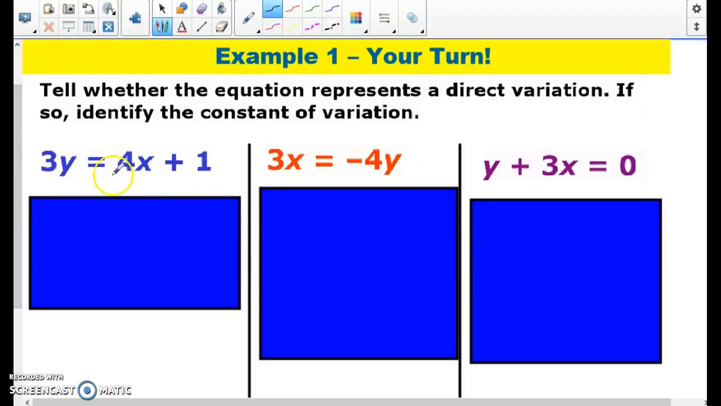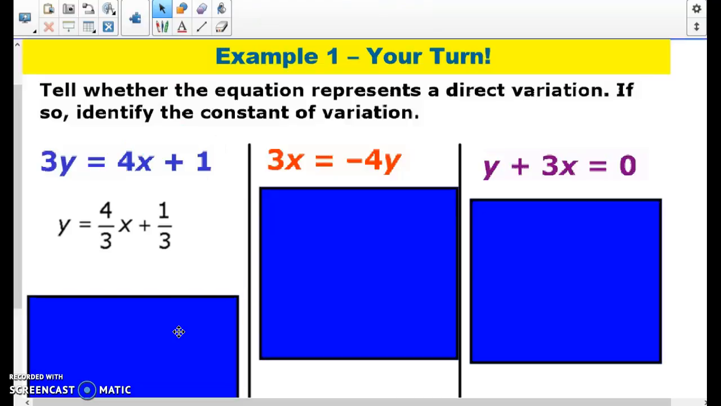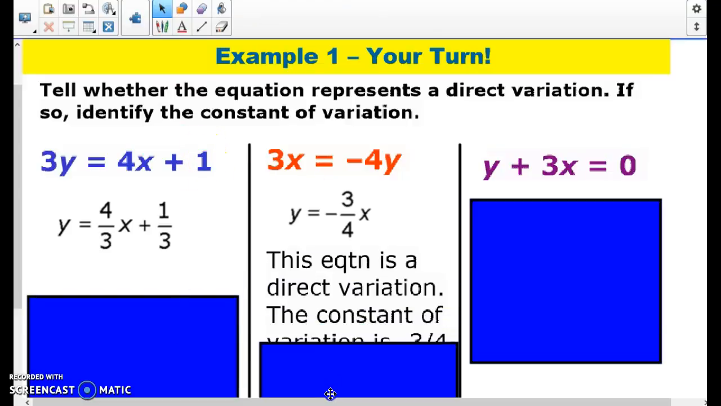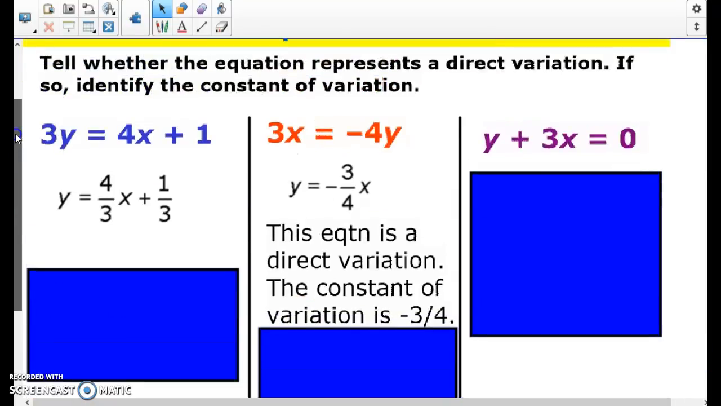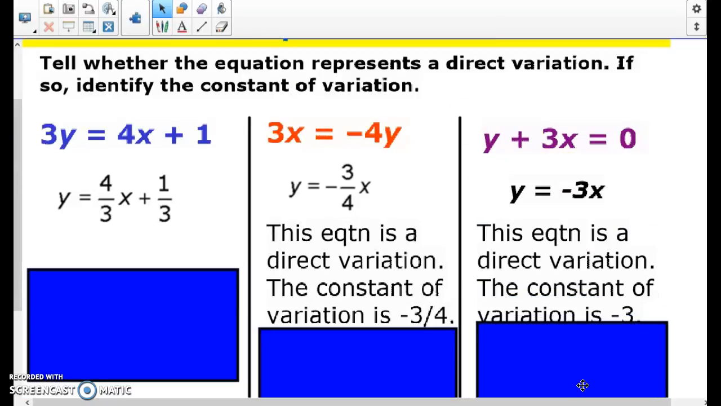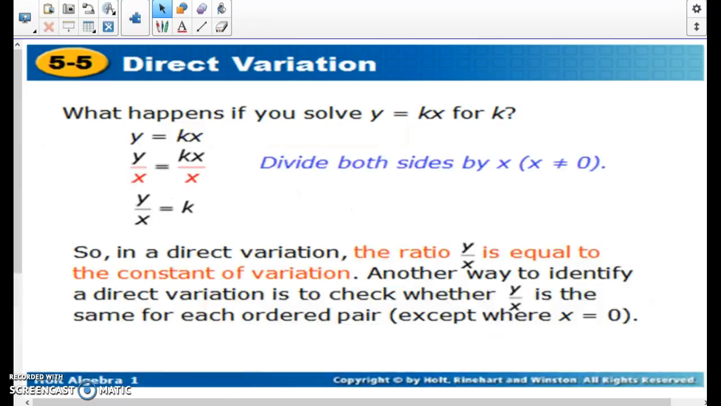Alright, this one here is going to end up being a no as well because my c would end up being 1. Okay, we don't want that there. This one's going to be a yes because there is no c there. It's just 3x equals negative 4y. This one's also going to be a yes because even though there's a number there, the number is 0. So that's okay. Direct variation always has to pass through the 0 point.